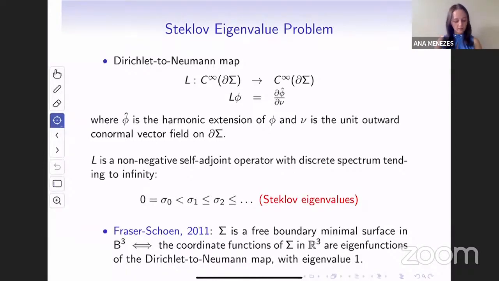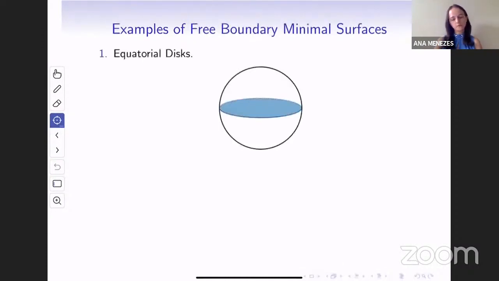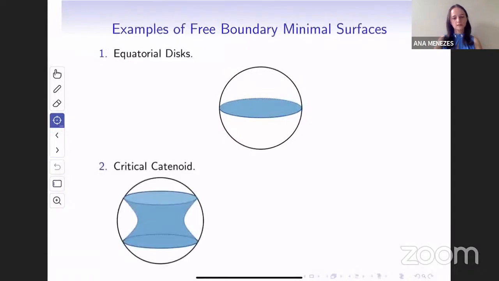But before talking about results, let's talk about the known examples that we know so far, at least some of them, okay? First, the trivial example, we have equatorial disks. You take any plane passing through the origin, you intersect your ball, you get this free boundary minimal surface. The second simplest example is what we call the critical catenoid. It's not difficult to get it either.